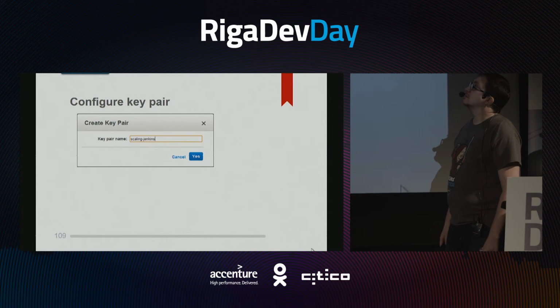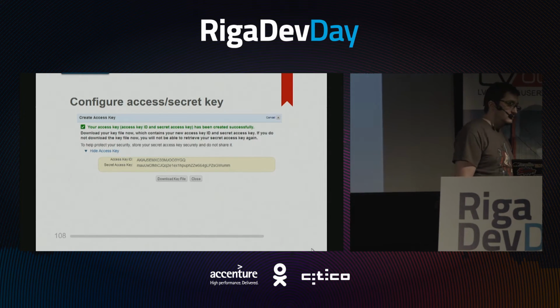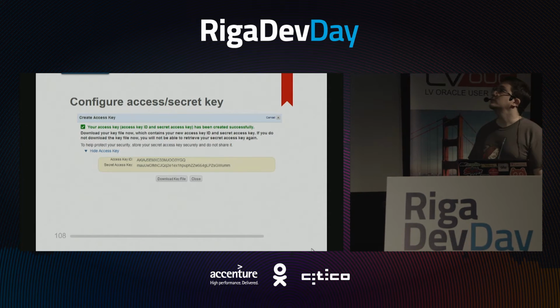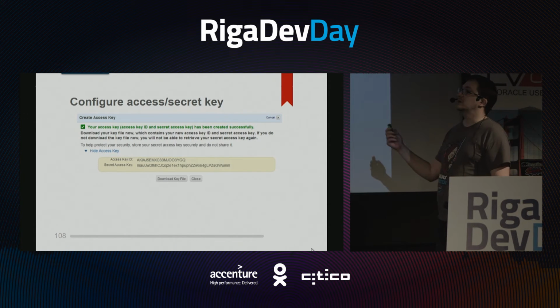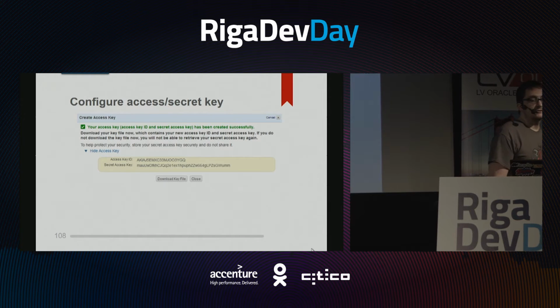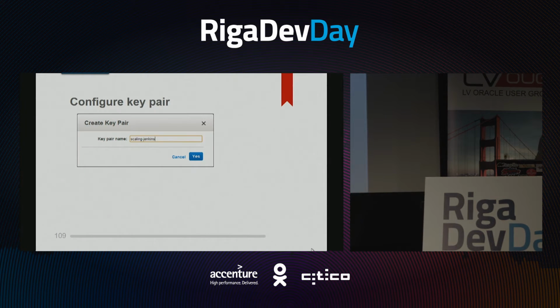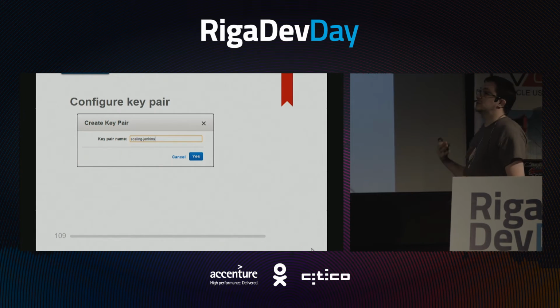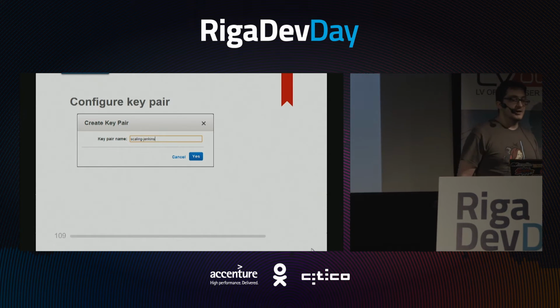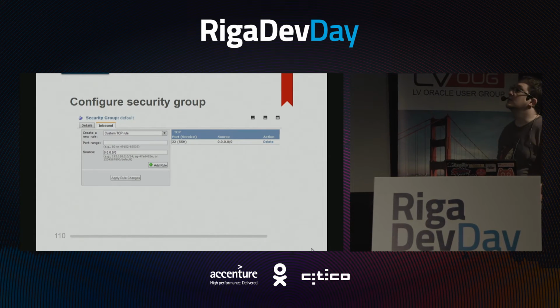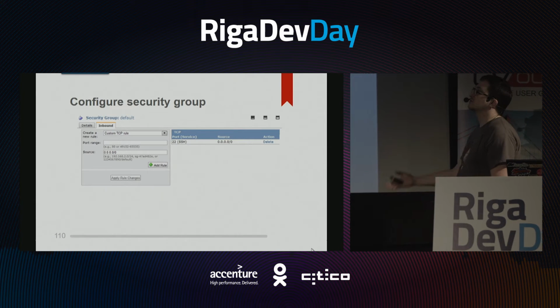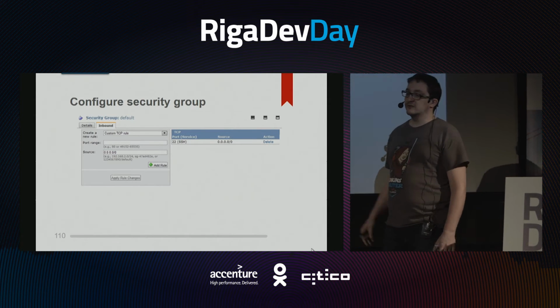Before you can use Amazon EC2 for that, you have to prepare a bit. You have to create an access key and security credentials for the Amazon API. You have to create a key pair, which Jenkins will use to connect to the slaves. And you have to, of course, open the SSH port, which Jenkins usually uses for running commands on the remote slaves.